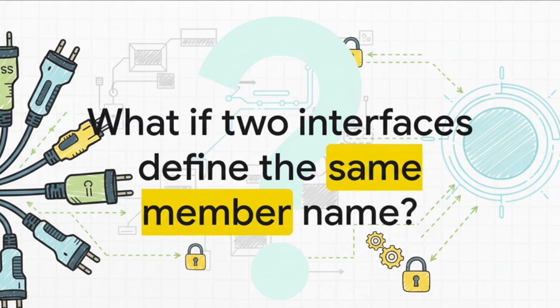Let's say our system evolves, and we have two different contracts that happen to use the exact same term. Maybe we have an iAudit contract and an iDebug contract, and they both need a method called log. How in the world does the charger know which log it's supposed to use for which contract?